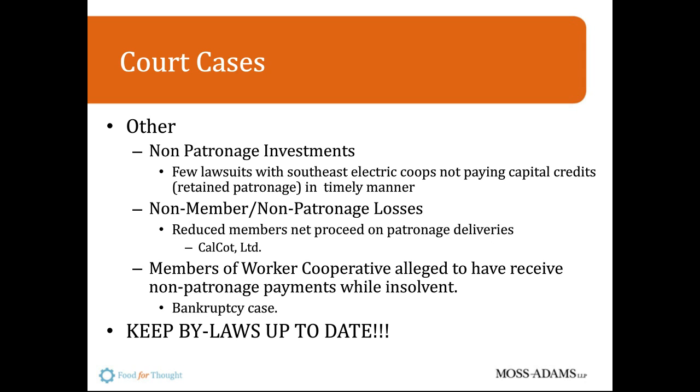And the last one that I'm aware of is a worker co-op that made payments to its members in the nature of per unit retains, and made those payments while it was insolvent. Subsequently, the creditors are in the process of bringing suit to try to recover some of those payments, and so we'll see how that one progresses. But I think the most important takeaway here is to make sure that we are looking at our bylaws and making sure that our bylaws are up to date, because a lot of these issues can be avoided if we keep our bylaws up to date.